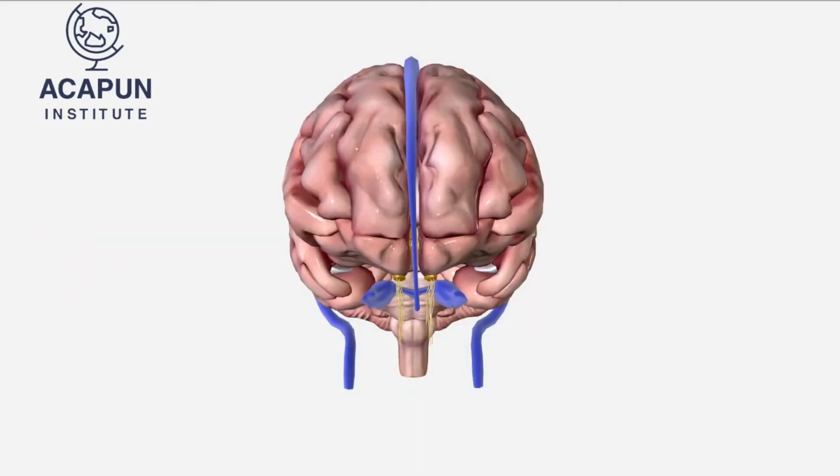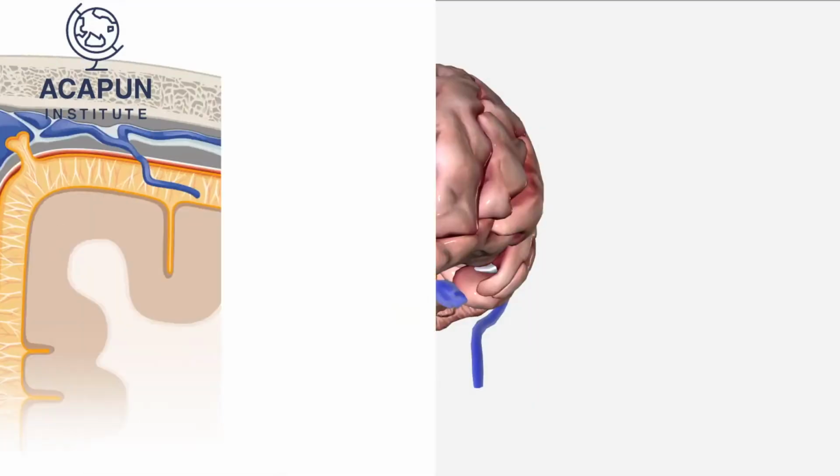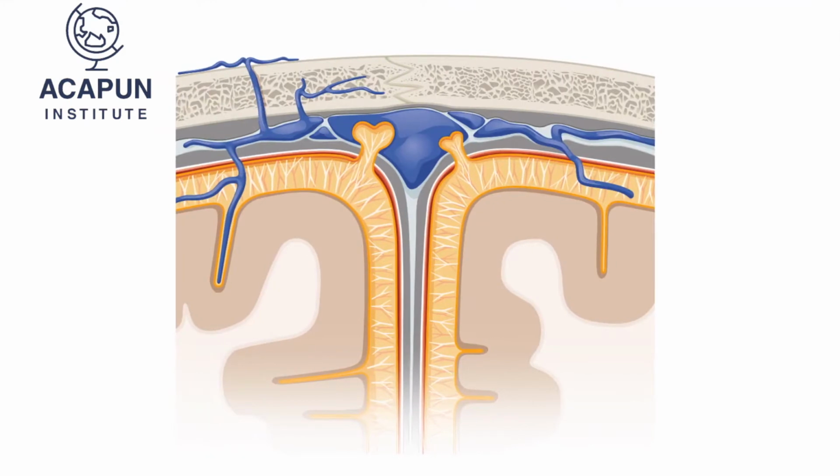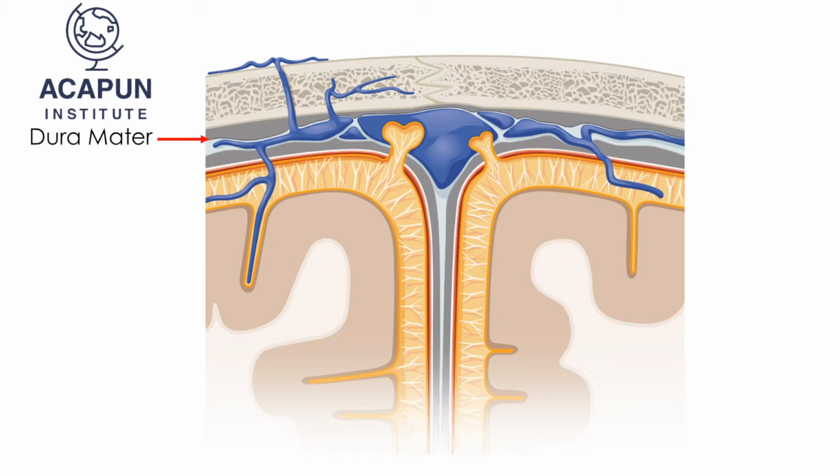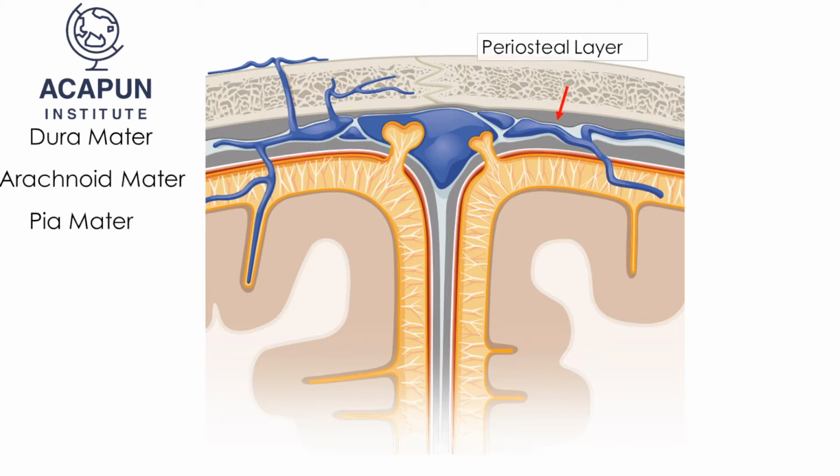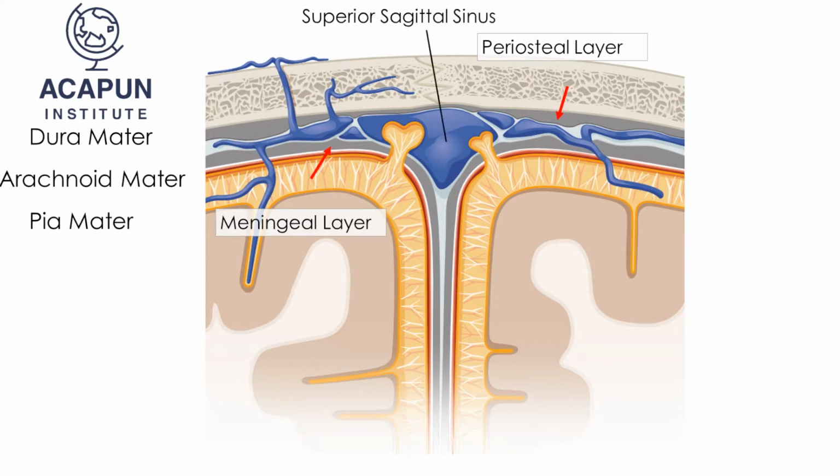The dural venous sinuses are contained between the periosteal and meningeal layers of the dura. Just to recap some points from the tutorial on the meninges of the brain, there are three meningeal layers: the outer dura mater and the inner arachnoid mater and pia mater. The periosteal layer of the dura mater lies adjacent to the cranial bones, whereas the inner meningeal layer lies adjacent to the arachnoid mater. It is between these two layers of the outer dura mater that the venous sinuses run.